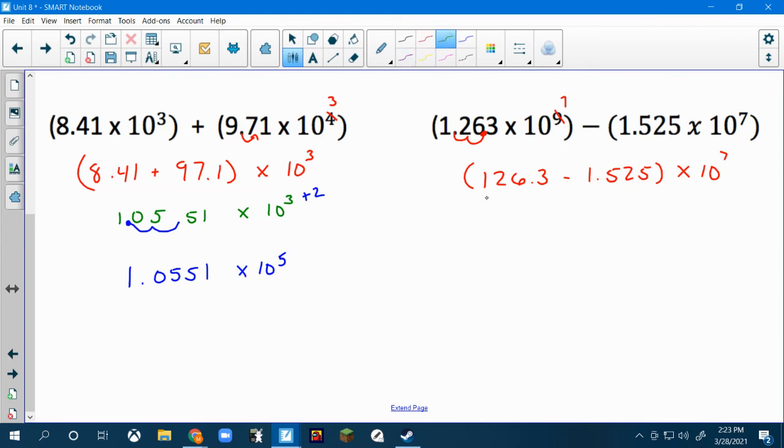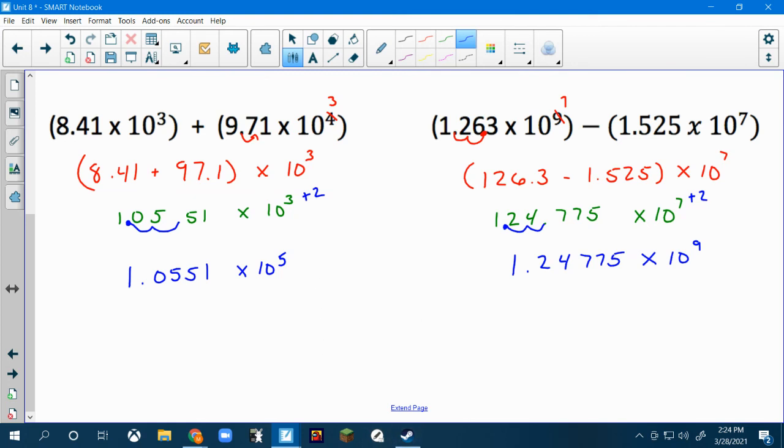Combining the two, we end up with 124.775 times 10 to the 7th. And we got to move it 2 spaces to the left, 1.24775 times 10 to the, we said we moved it twice, so we're going to get times 10 to the 9th. And you're all done. That's all it is.